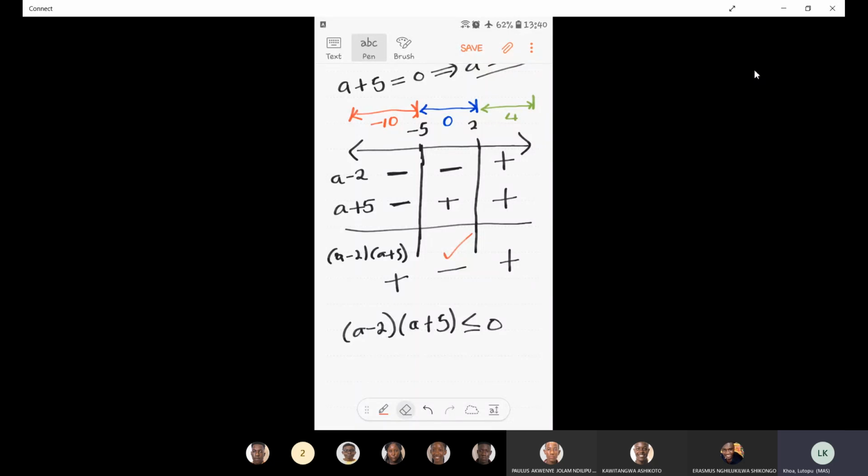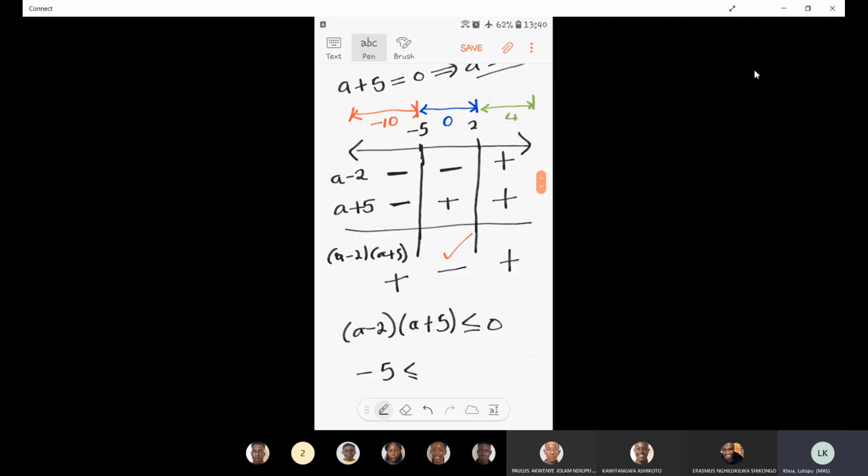So after you've gone through all the columns, you look at the ones with the ticks. Here there's only one with a tick, so there's only one column with a solution. So that means your solution comes from the column that has a tick, which is from minus 5 to 2. So this means your solution will be minus 5.